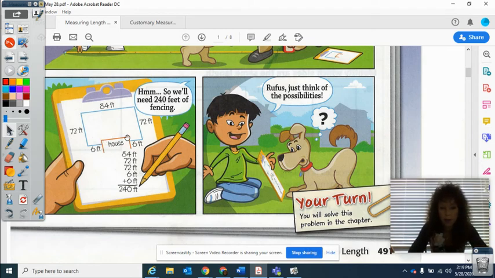So they've left space for the house. Then from the house to the edge of the yard, they've got 6 feet. Then the width of the yard is 72 feet here, 84 feet length in the back, 72 feet and 6. So they're adding all that up and they figure out they need 240 feet. And so the little boy is telling Rufus, just think of the possibilities. Think of all that you can do with that big yard. All right, so I'm going to scroll down.